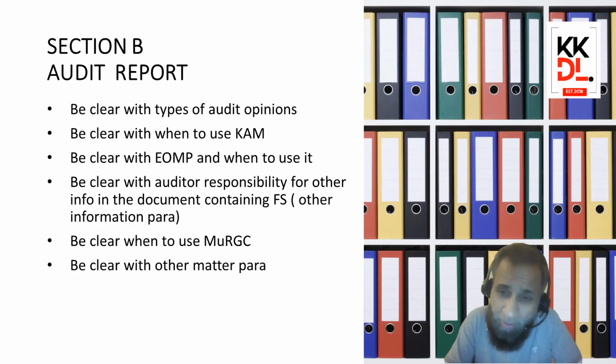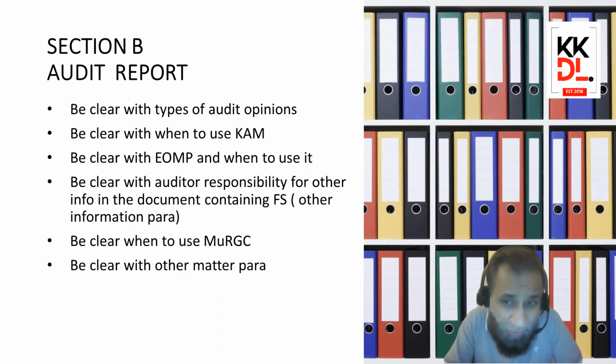Be clear with auditor responsibility for other information. Examiner might ask you, discuss what is auditor responsibility for other information. And if there is any discrepancy in other information, like the chairman statement, like the director report, how would that be reflected? You know, there is another information paragraph for it. Be clear with MURGC that if there is a material uncertainty relating to going concern and that is adequately disclosed in the notes to the financial statement, you do add MURGC paragraph in the audit report.